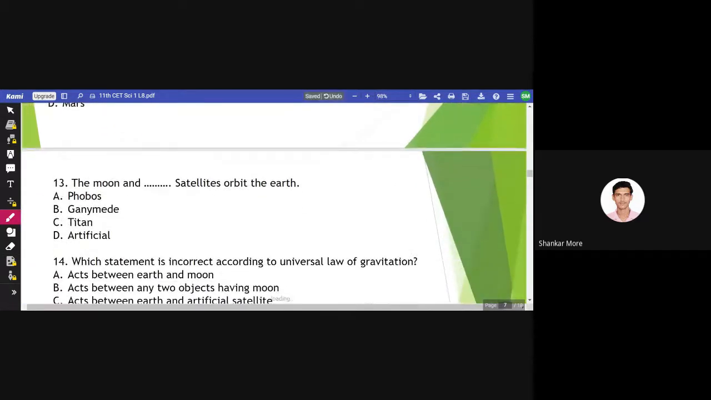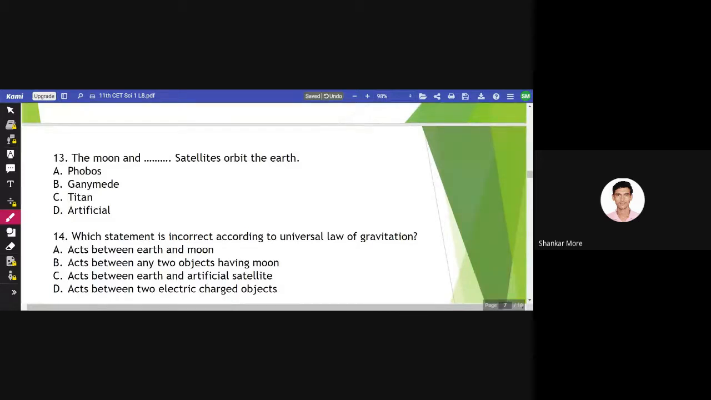Next question, students. The moon and dash dash satellites orbit the Earth. Phobos, Ganymede, Titan, or artificial? Which option is correct? Artificial satellite, right. How many satellites does Earth have? Natural satellites, only one, right? And that is moon. All other satellites are artificial satellites or man-made satellites, right? So option D is correct.